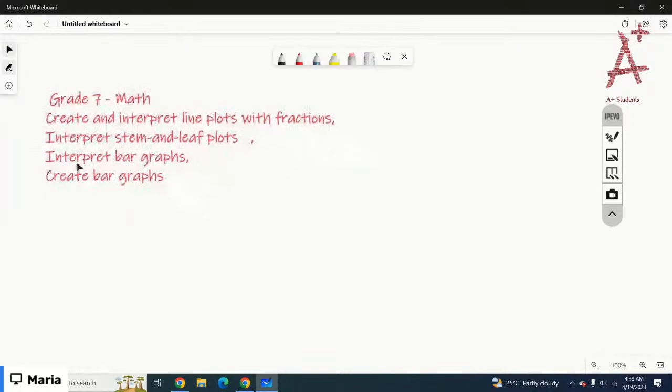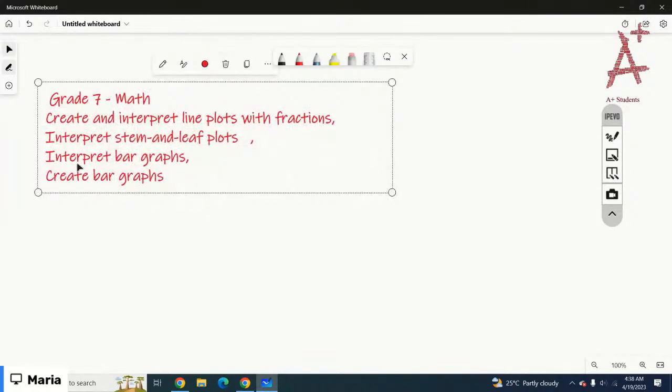So we're working on grade 7 maths. The chapter we're working on is data and graphs. Lessons we have covered today are create and interpret line plots with fractions, interpret stem and leaf plots, and interpret bar graphs. And the one we just completed is create bar graphs. Got it? Please make sure before the next session you complete all the test questions for the lessons we did today. If you need more help with any of the lessons, you can contact any tutor on Skype. They are available from Monday to Friday, 5 to 9. Got it?